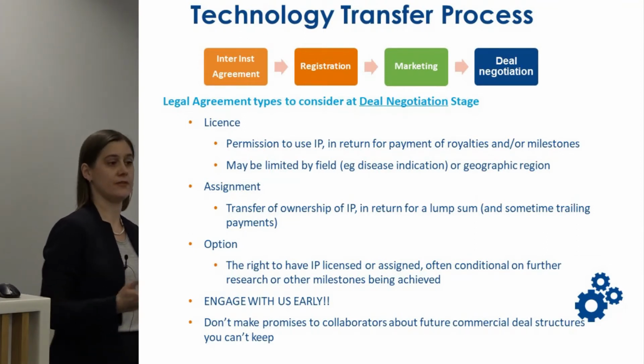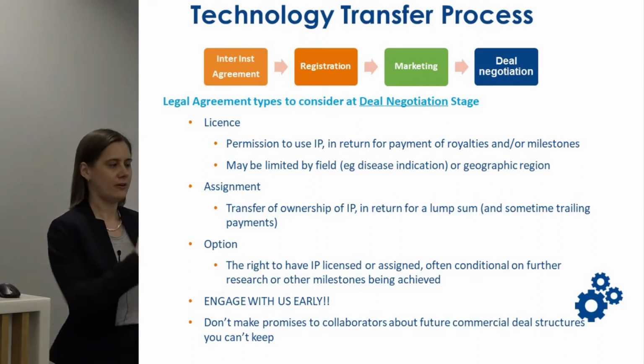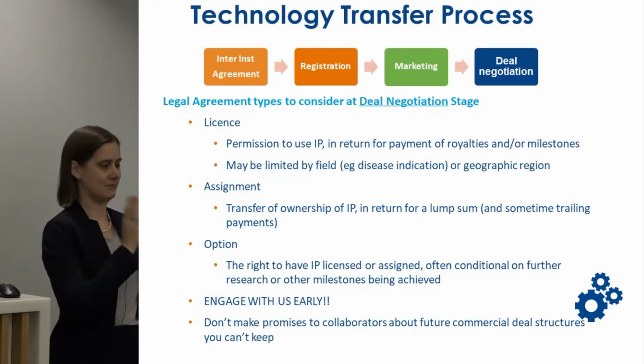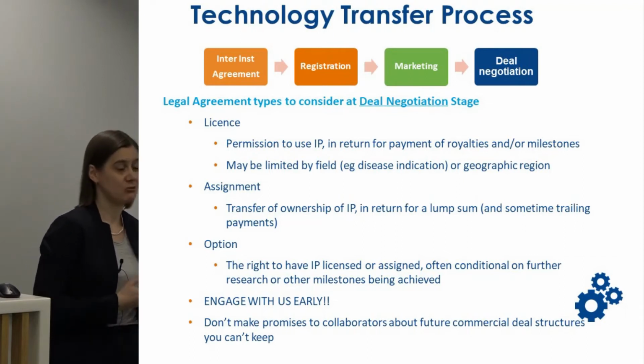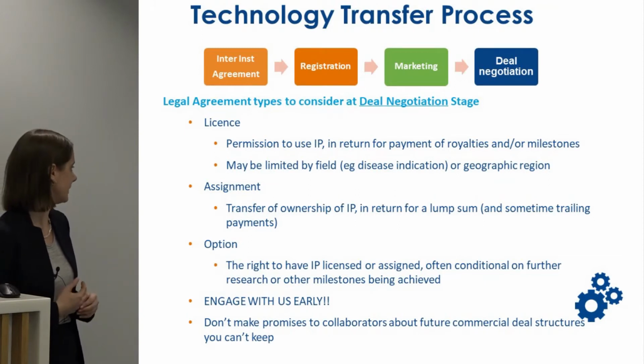Assignment is the technical term for selling, transferring ownership of an intellectual property right. So I've got this amazing patent, look, I really don't care, I'm not that interested in it. You want it, you can buy it. Again, might be for a single lump sum, or there might be ongoing payments and royalties based on sale.